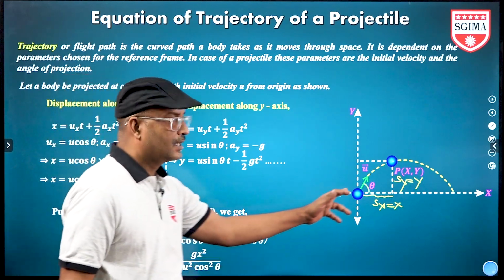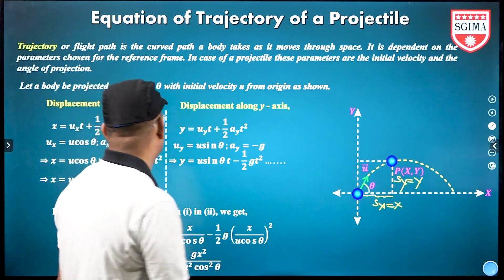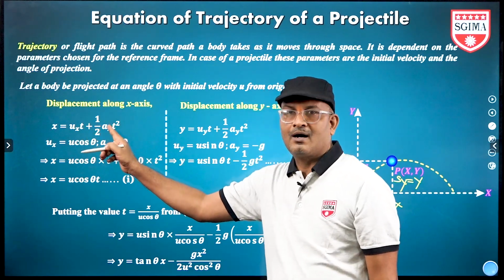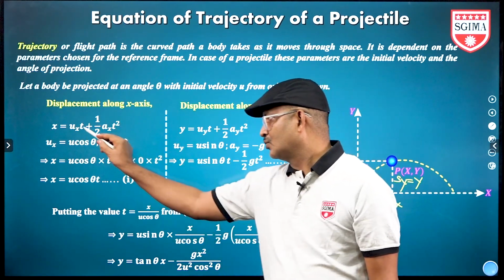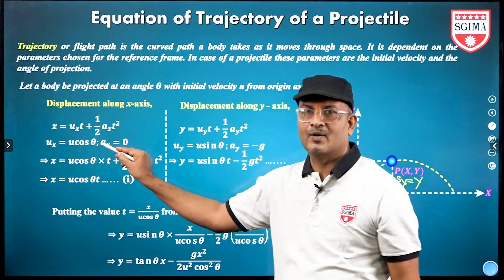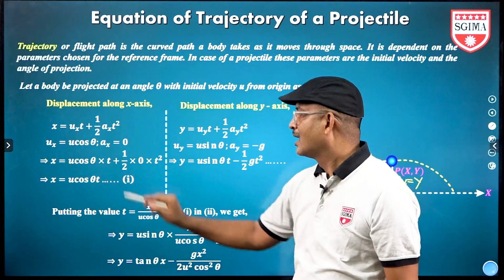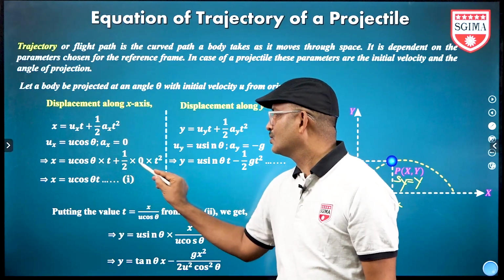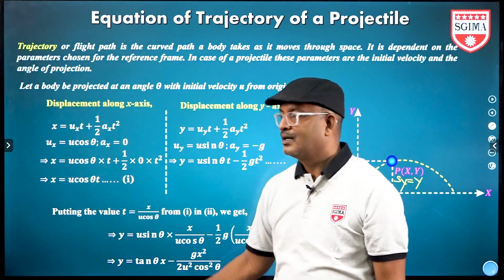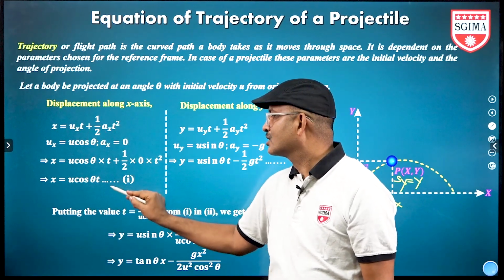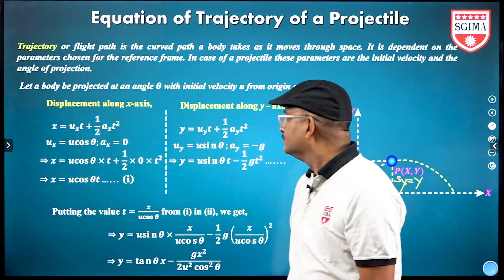Then along the x-axis, displacement: I am writing x is equal to uxt plus half axt square. You know that ux is u cos theta for a projectile. This is a very, very basic point. ax is 0. I am substituting all these values. I got that x is equal to u cos theta t, and this term is equal to 0.